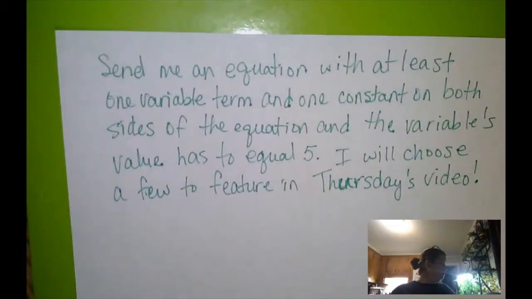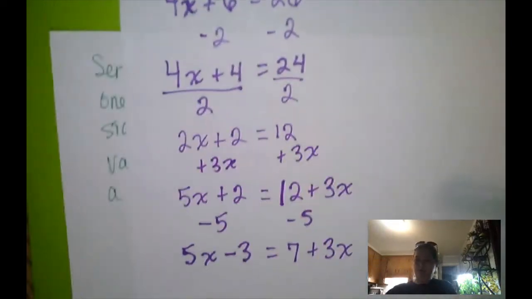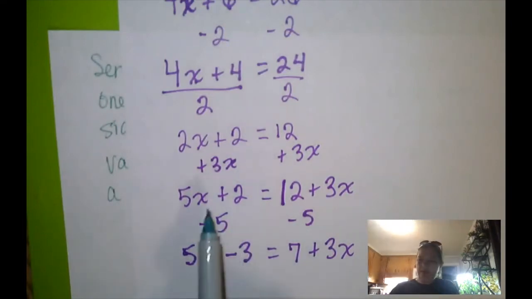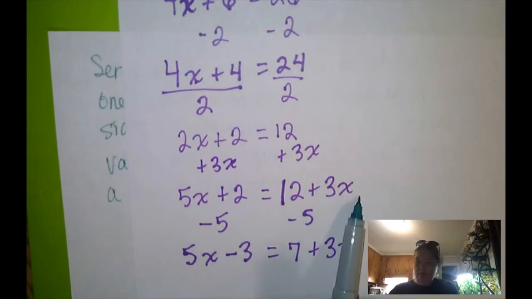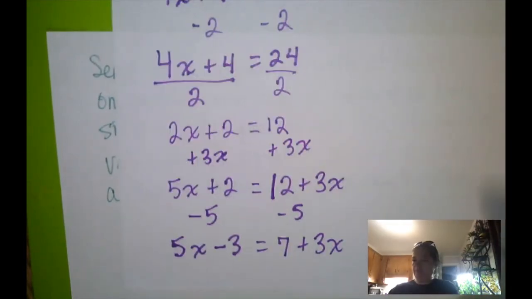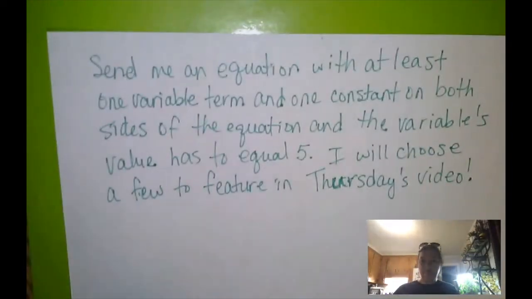You can also use some of the work that we did here. There's one. You won't use these exactly, but this is an example. This is variable, constant, constant, variable. So they don't have to be in the same order. But anyway, that's what I would like for you to do.